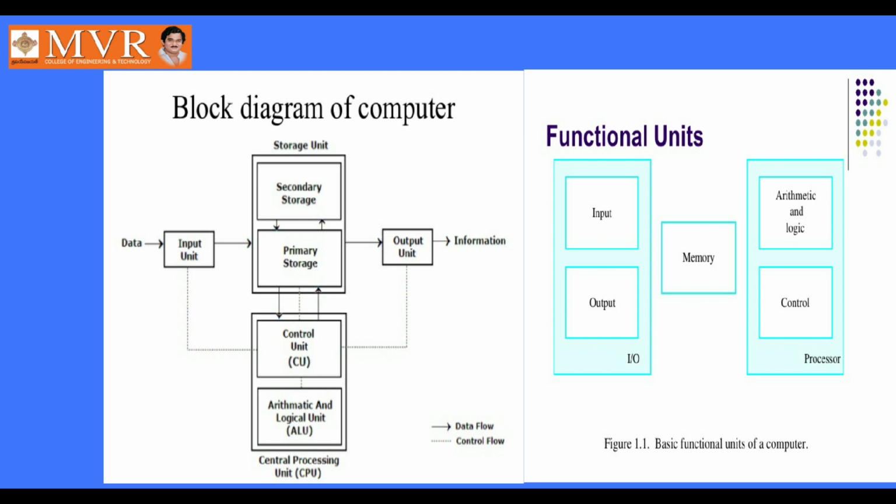See, the 5 parts of this block diagram of the computer are again represented in the functional units as input, output, memory, arithmetic and logical, and control unit. Together these two are called a processor. Input and output are also called peripherals of a computer. So this slide shows you the block diagram of a computer and its functional units, which are put together and connected with each other to form a block diagram.